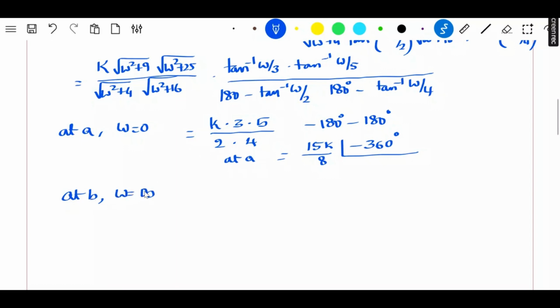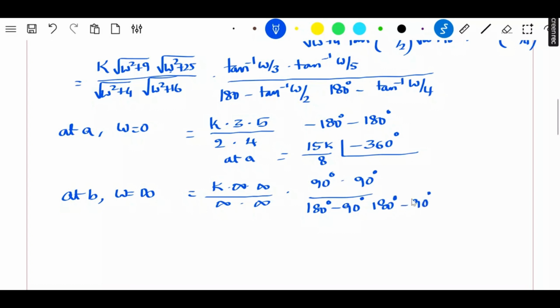Whereas at B, omega equals infinity. So the magnitude is infinite: K into infinity divided by infinity into infinity, and the angle is tan inverse of infinity, which is 90 degree, 180 degree minus 90 degree, 180 degree minus 90 degree. All this infinity will get cancelled. So the magnitude is K at an angle of 90 plus 90, which is 180.